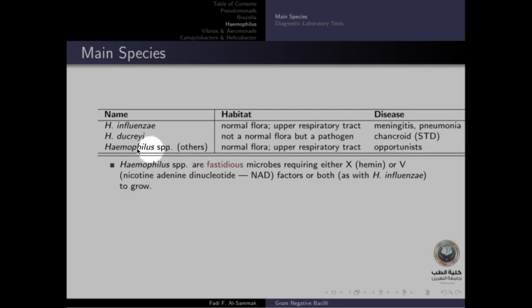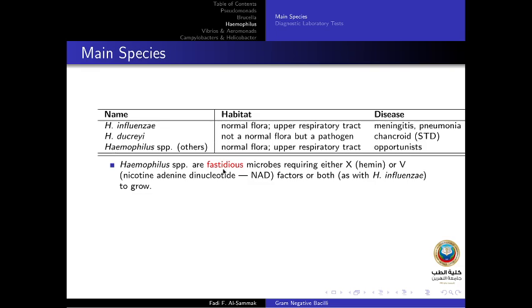And we have other Haemophilus species as part of the normal flora in the upper respiratory tract, and they are considered opportunists. It means they cause infection only when there is a suppression of the immune system in that individual. In general, Haemophilus species are fastidious microbes, and they require either the X factor hemin or the V factor nicotinamide adenine dinucleotide, the NAD factor, or sometimes both. Both of them are required, for example, in the case of H. influenzae to grow.